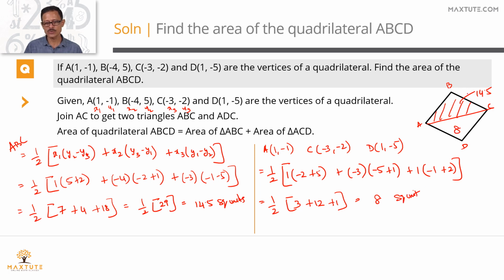The area of this triangle is 8 square units. The area of ABC is 14.5 square units. So area of ABCD is equal to 14.5 plus 8, which is equal to 22.5 square units.